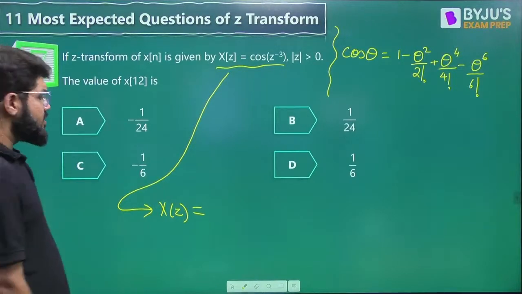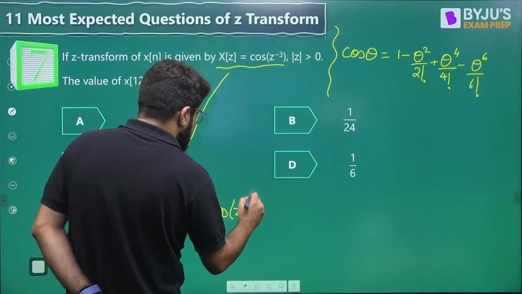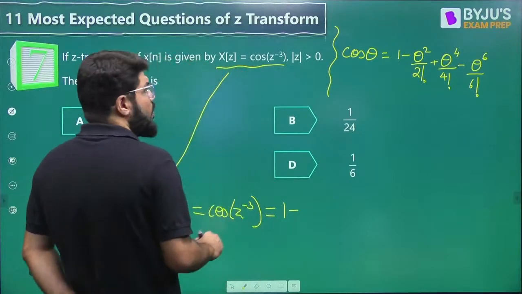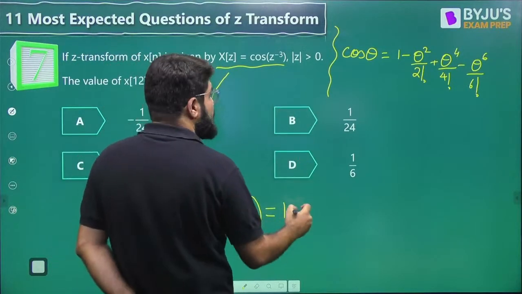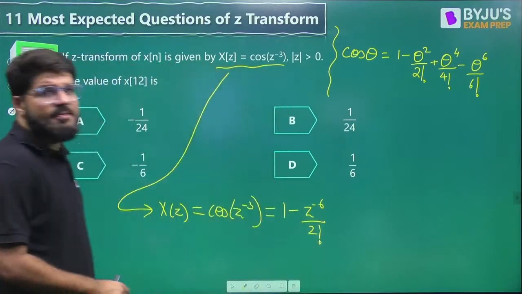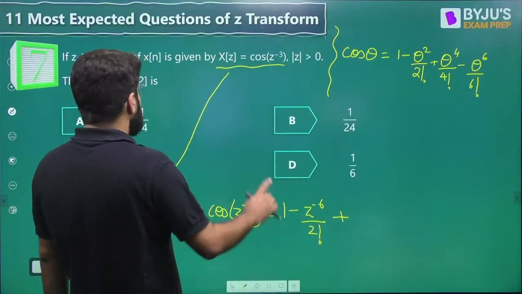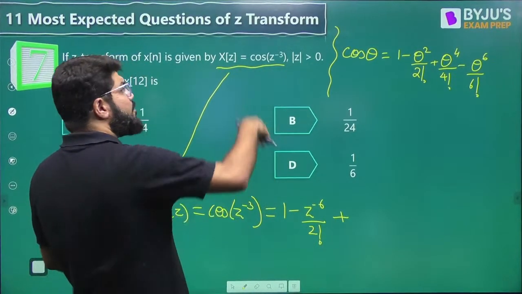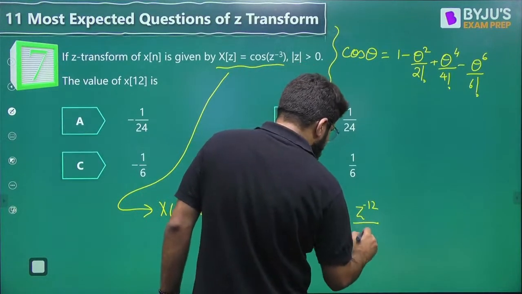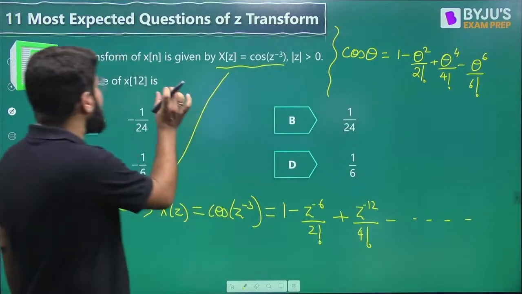So what is cos theta? Let us use that. So that is going to be cos of z raised to the power minus 3. That becomes 1 minus (z raised to the power minus 3) whole square, so z power minus 6 by factorial 2, plus (z raised to the power minus 3) power 4, so z raised to the power minus 12 divided by 4 factorial, minus plus etc. I want the x12.